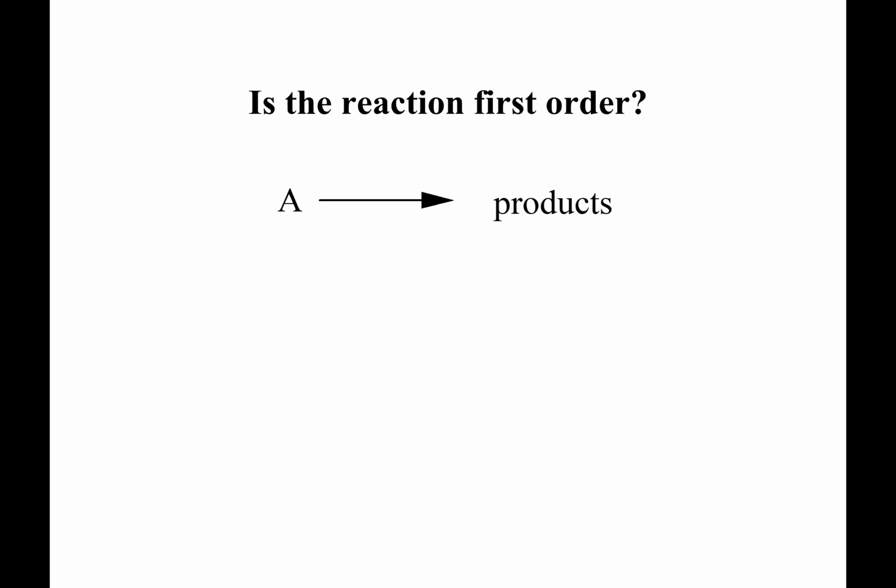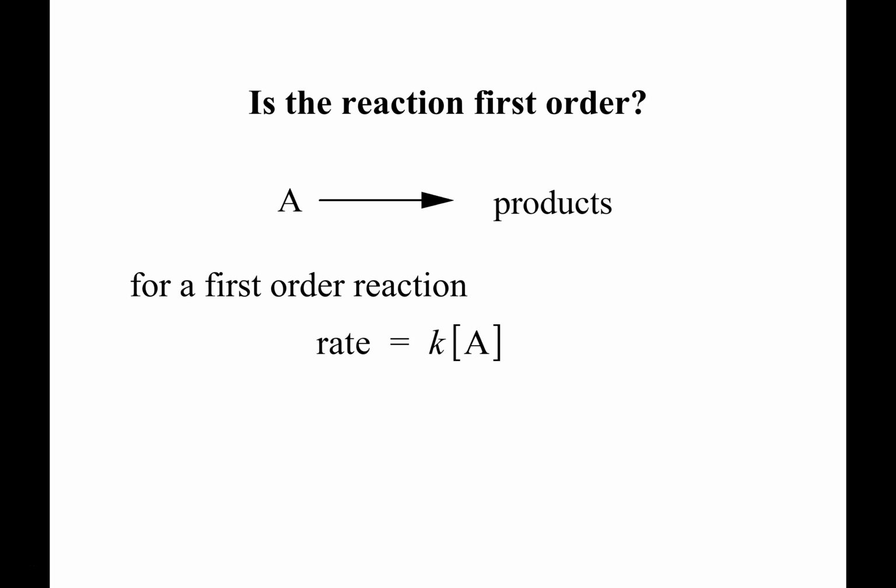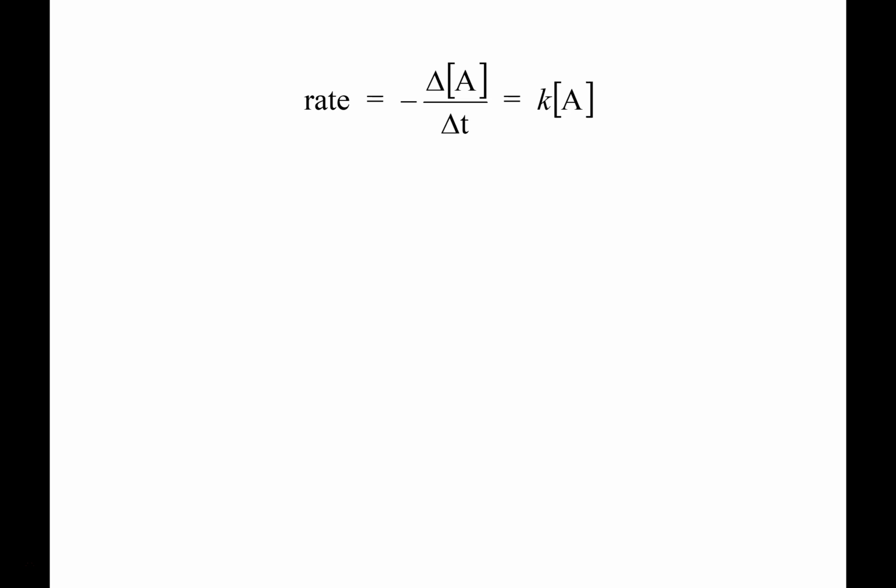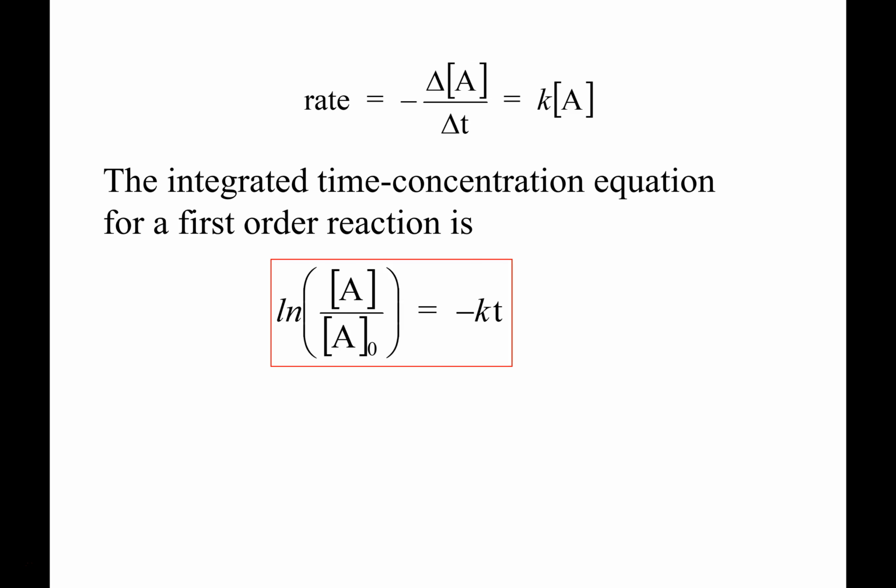Okay, first order. What do we got there? Well, if it's first order, then our rate law expression looks like this. Rate is equal to k times the molar concentration of the reactant raised to the first power, because it's first order. We could also say that rate is equal to negative change in A over change in time. You could go ahead and integrate that, and this is what it looks like.